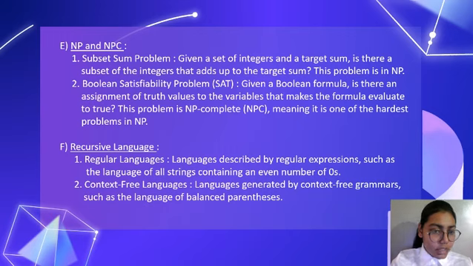The next one is regular language. A regular language is described by regular expressions, such as the language of all strings containing an even number of zeros. Another one is context-free language. These are languages generated by context-free grammars, such as the language of balanced parentheses.